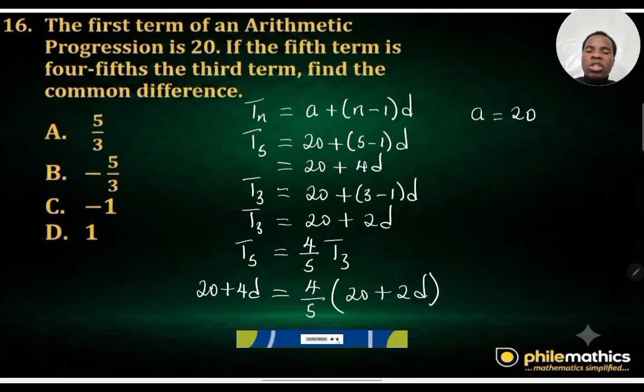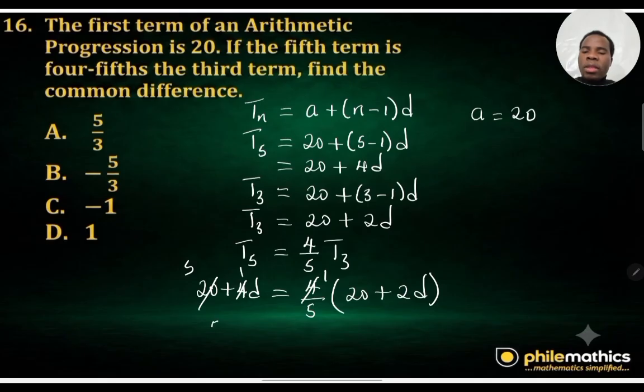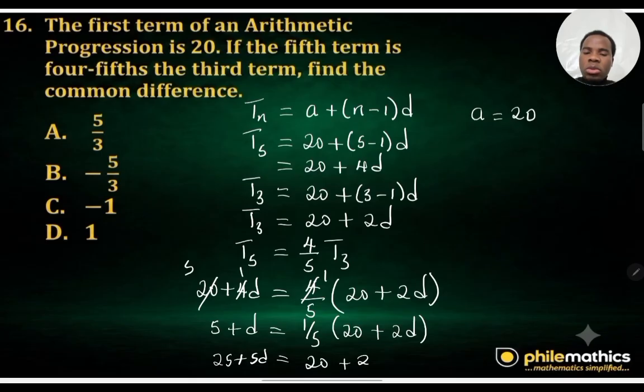To make our calculation simpler, we can divide both sides by 4. 4 here is 5, 4 here is 1, 4 here is simply 1. And so we are left with 5 plus d equals 1/5 of 20 plus 2d. Now we can cross multiply, or we can multiply through by 5, which will give us 25 plus 5d equals 20 plus 2d.